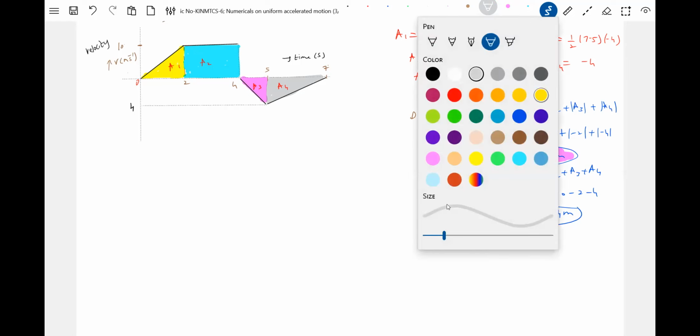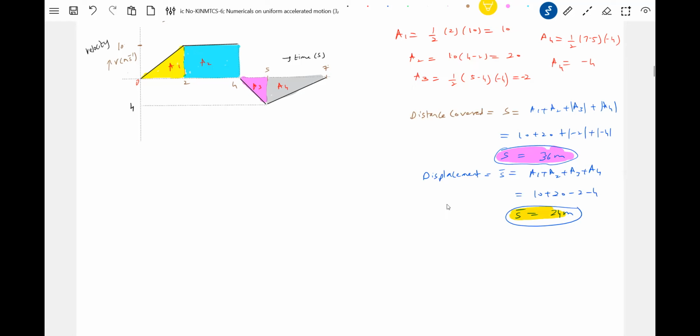Are you getting it now? So the area under the curve gives so much information. Then what about average speed? Average speed should be equal to distance covered by total time taken. Distance covered is how much? 36 meter, so 36 by 7 meter per second.